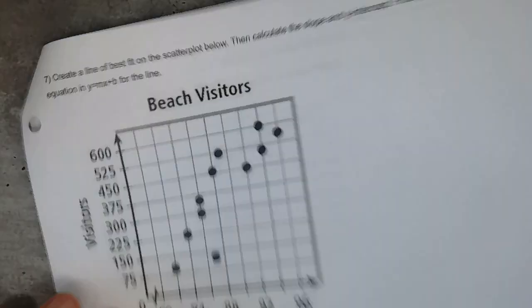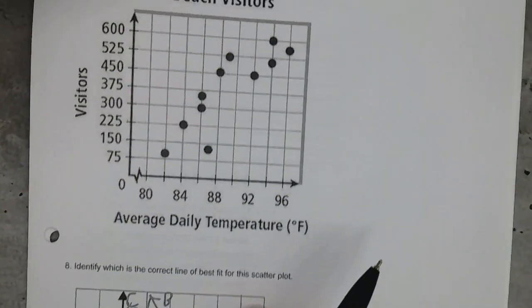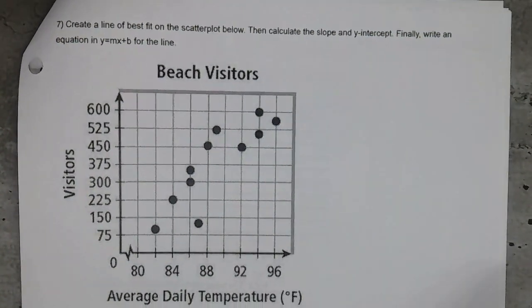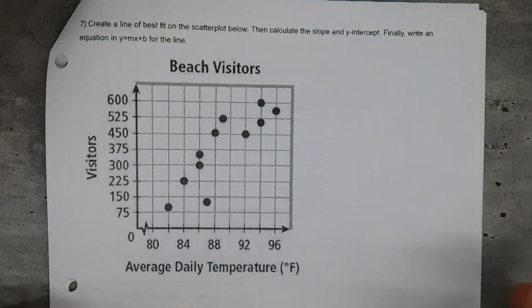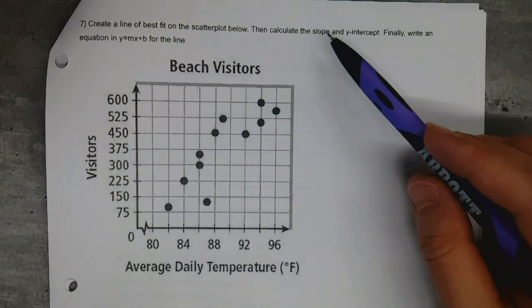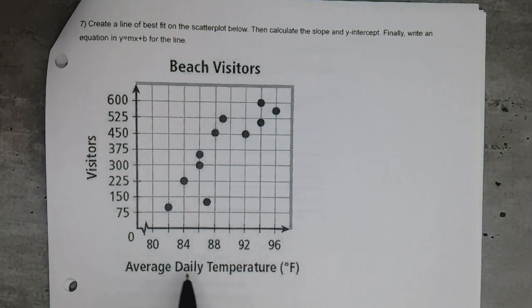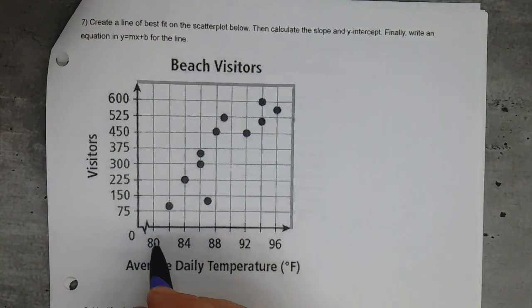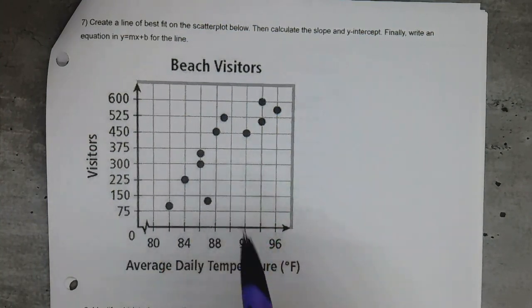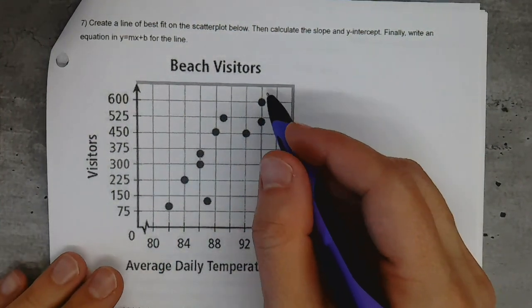All right, let's go ahead and look at our last page here. It says create a line of best fit on the scatter plot below. Then calculate the slope and y-intercept. Finally, write an equation. So we've got beach visitors, average daily temperature, number of visitors. Think about this realistically. As the temperature increases, are more people going to go to the beach? Yes. In general, yes.